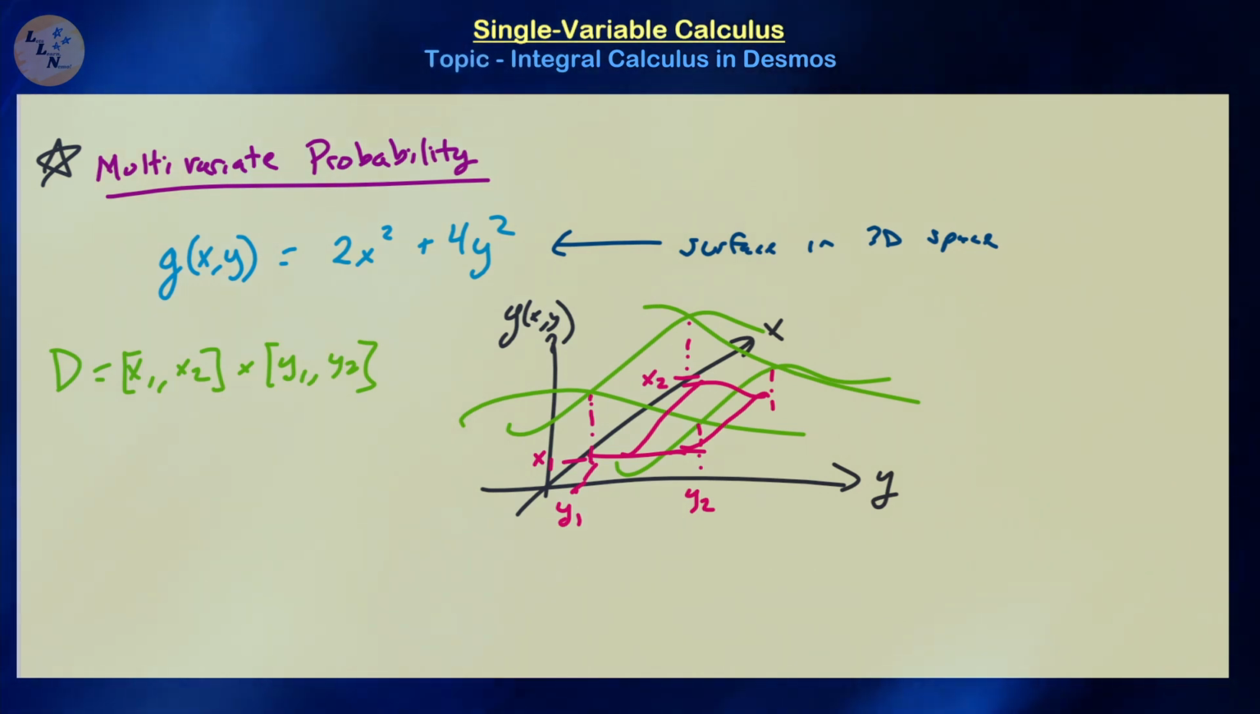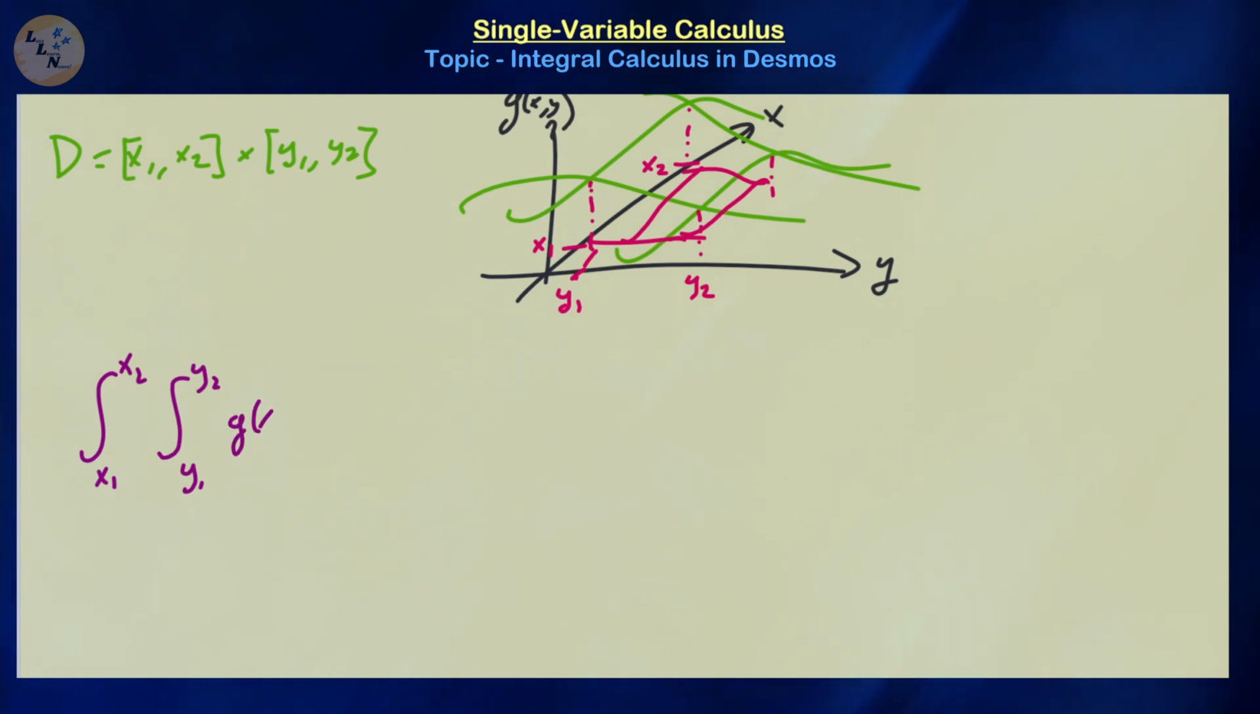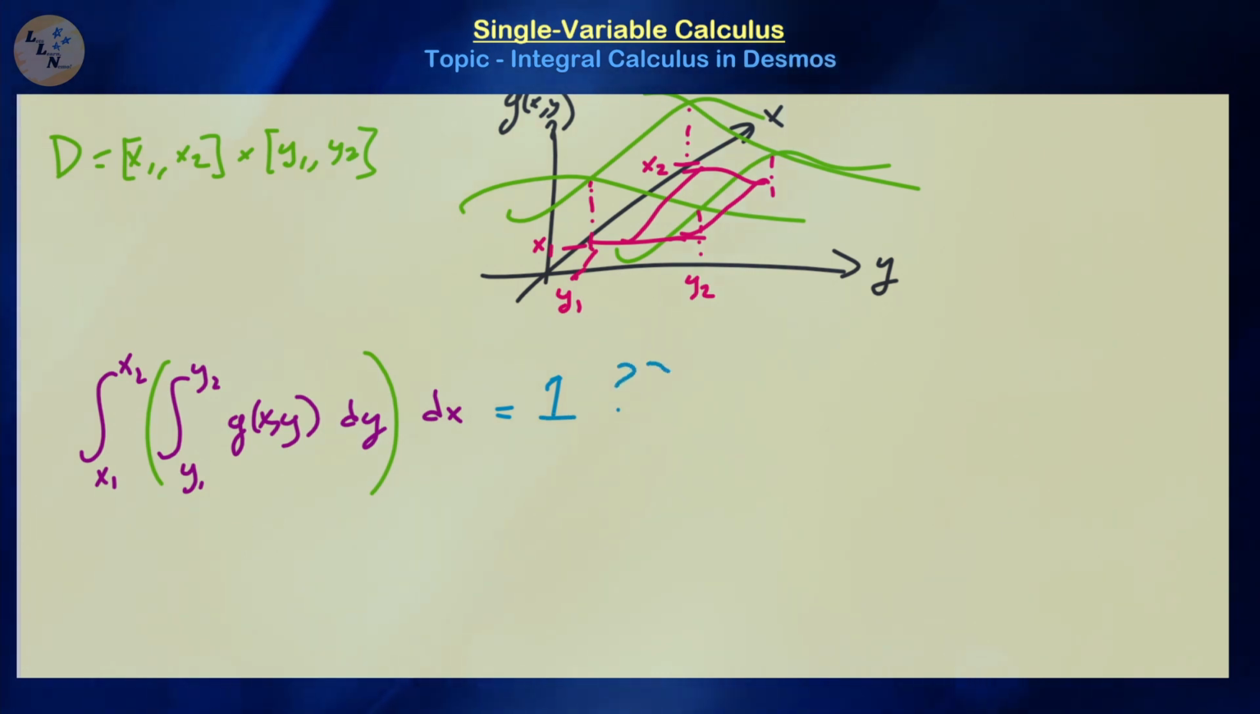And one can ask, well, is the volume under the surface on this two-dimensional region equal to 1? If it is, then that means this function is a probability, in particular a joint probability density function for two variables, x and y. So we want to know, is the integral from x1 to x2 of the integral from y1 to y2 of g(x,y) dy dx? Keep in mind the order of integration matters here. And we want to know, is this equal to 1?